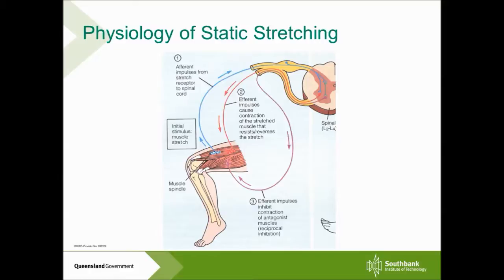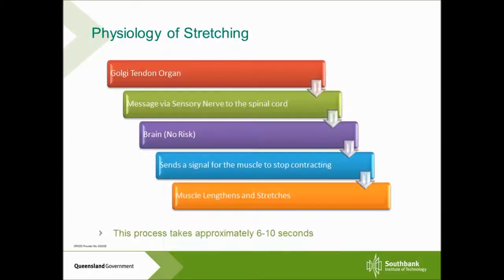Now, once that occurs, we also get another signal being sent. This is sent from a thing called the Golgi tendon organ that sits in the tendon, and it registers the change in tension. It will send a message via the spinal cord to the brain. The brain will then determine that there is no risk from this stretch, and then will send a signal back to the muscle to stop it contracting. This then obviously allows the muscle to lengthen and stretch. So therefore, we must make sure that our clients do stretch for a minimum of 10 seconds to ensure they get the maximum benefit from their stretch.